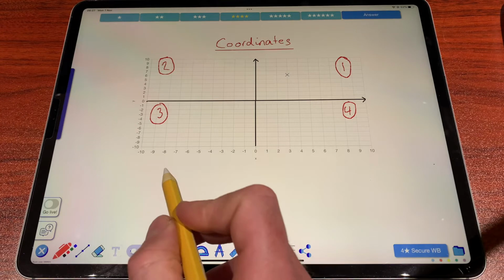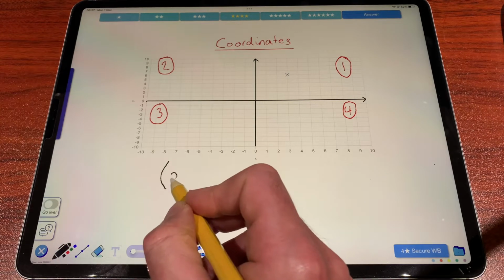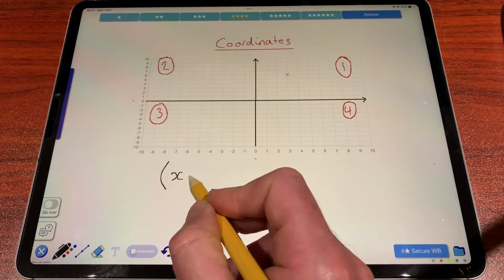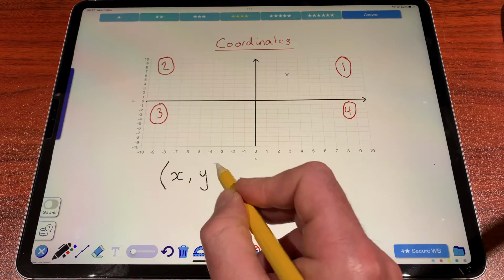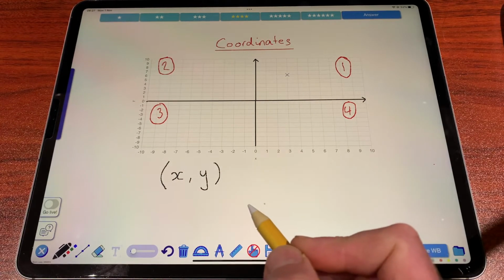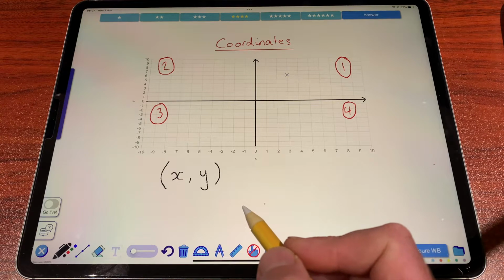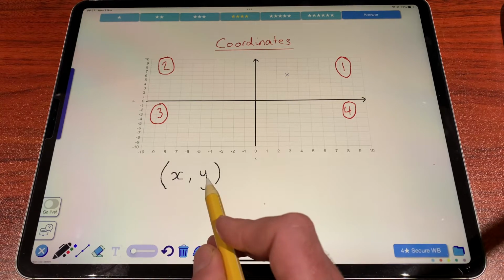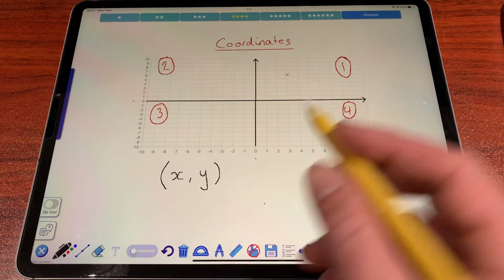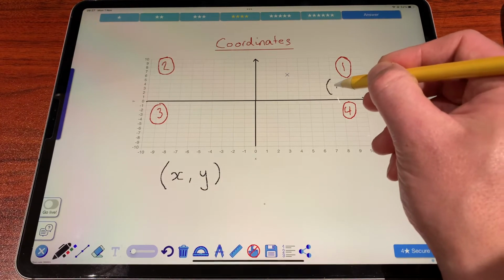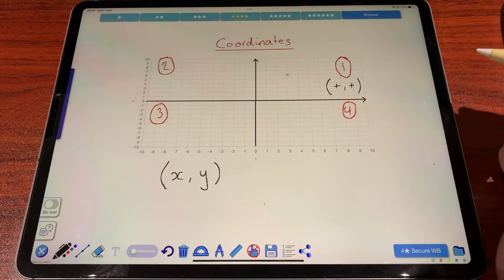With coordinates, we know that it will be written with the x-axis value first, separated by a comma, with the y value second. Within each of my quadrants, the x value and y value will be positive or negative. In my first quadrant, both my x-axis and my y-axis value will be positive.